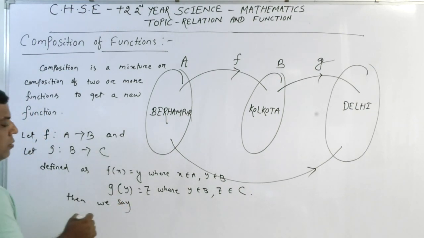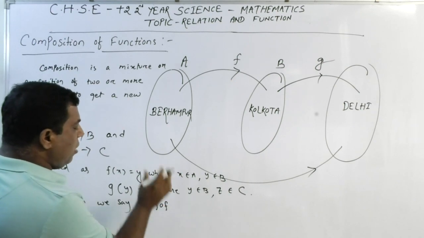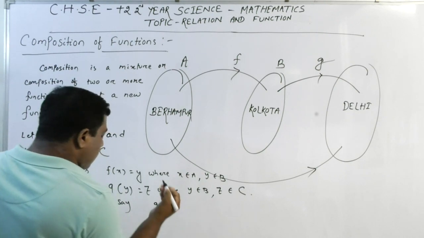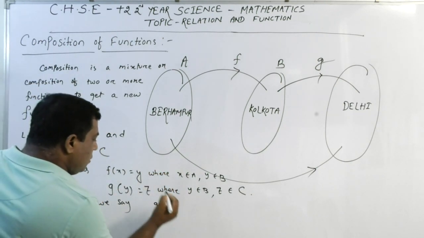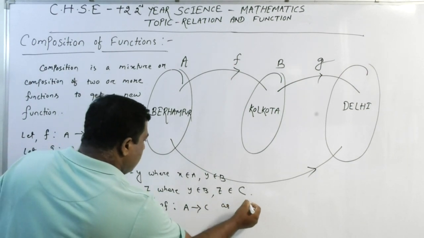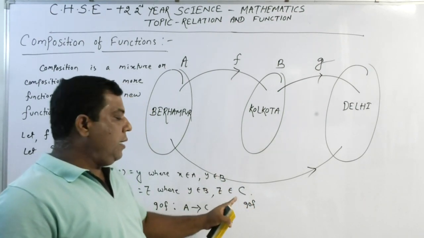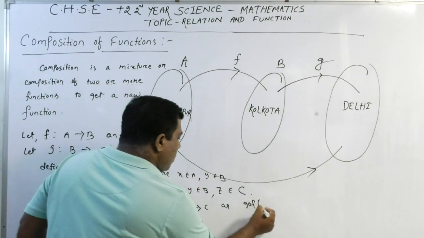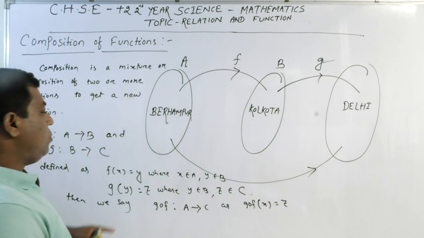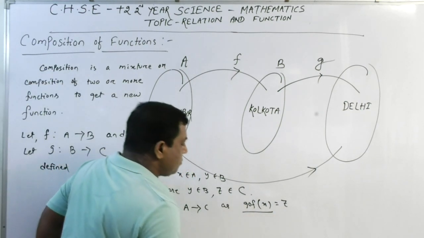Then we say the composition is denoted as g operation f, g o f. And how is it defined? It is defined from A to C as g o f of x equals z. Okay, so in this way the composition function g o f is defined.